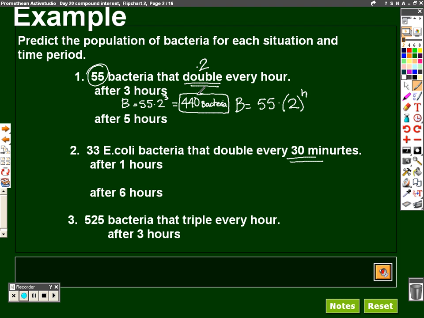After 5 hours, so again, I just plug in. You guys find this. Tell me how many bacteria after 5 hours. Go ahead and hit pause real quick. Check it, figure it out, and then hit play. And you should get 1,760 bacteria. Now, if you didn't write bacteria, that would not be completely correct. You need to make sure you write this whole thing here.